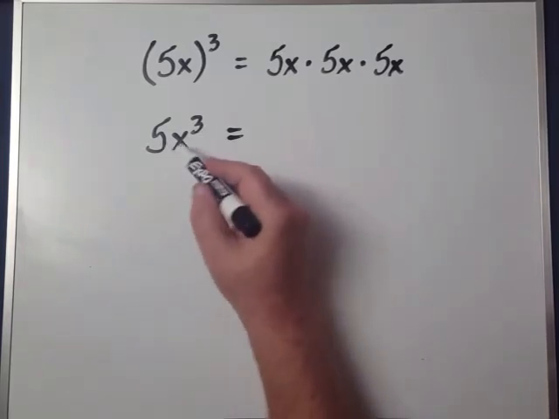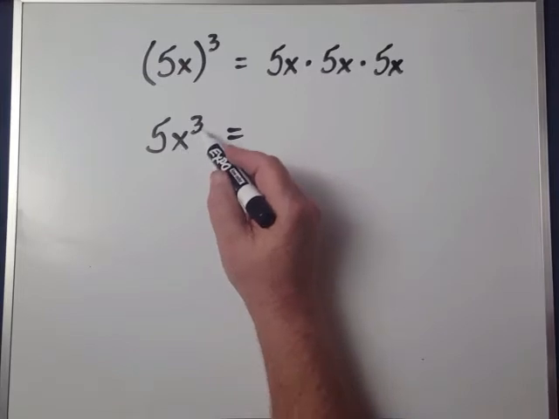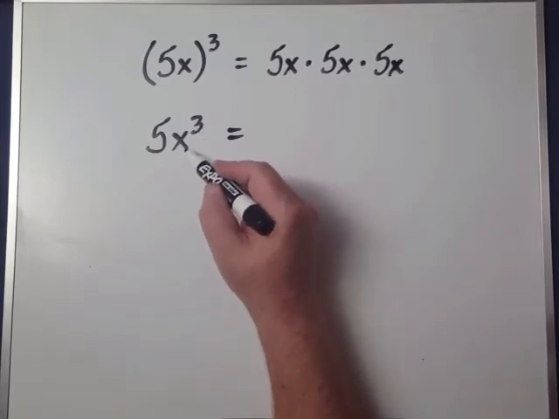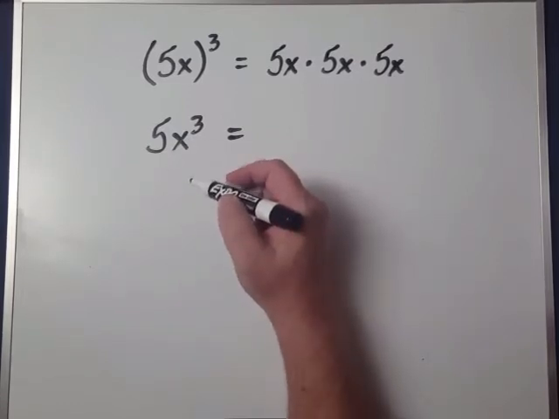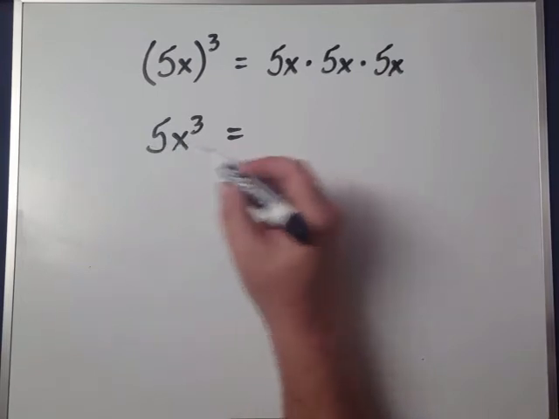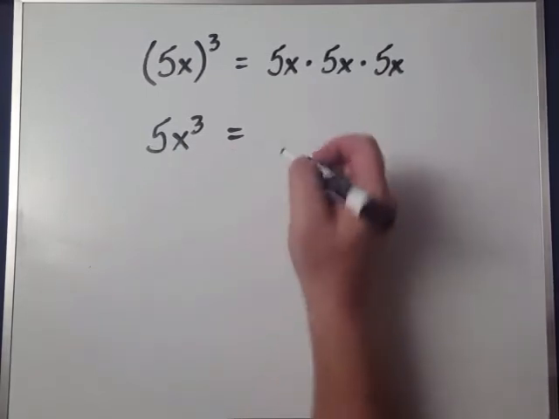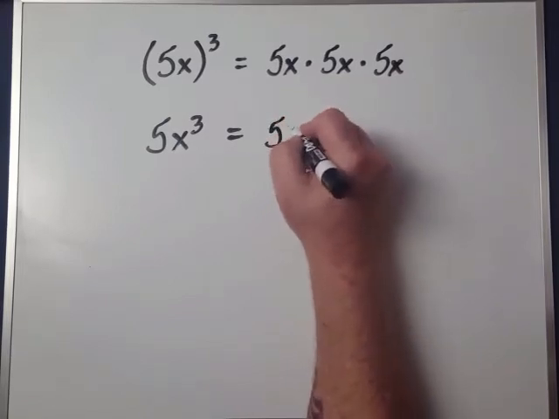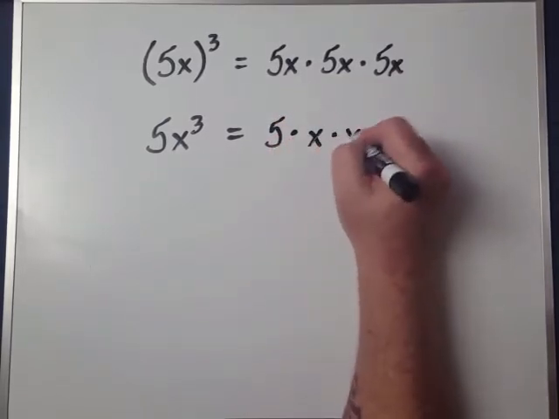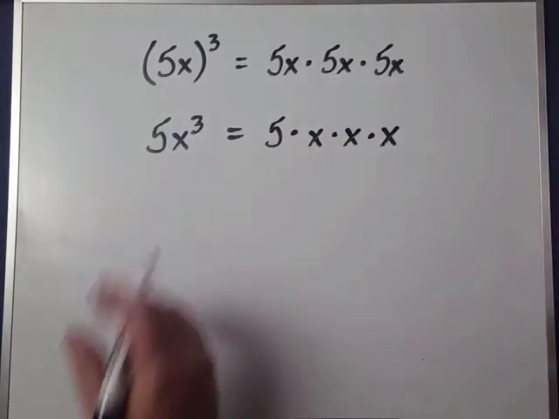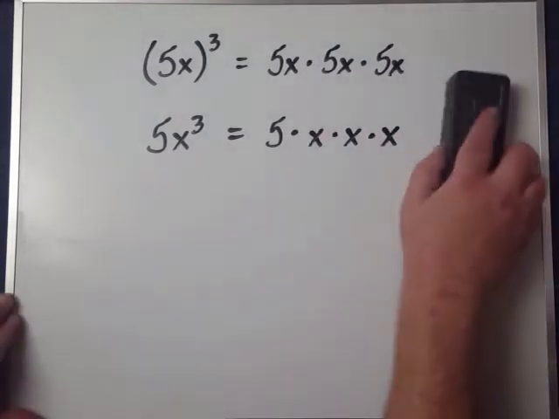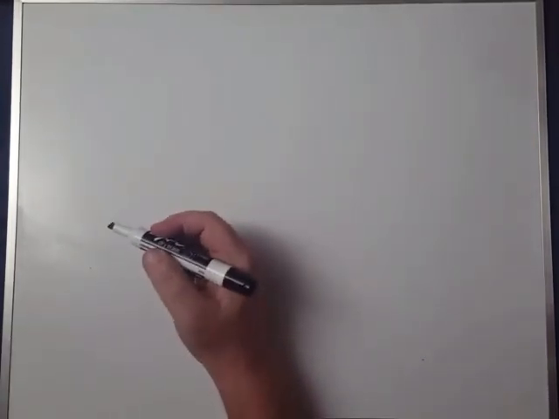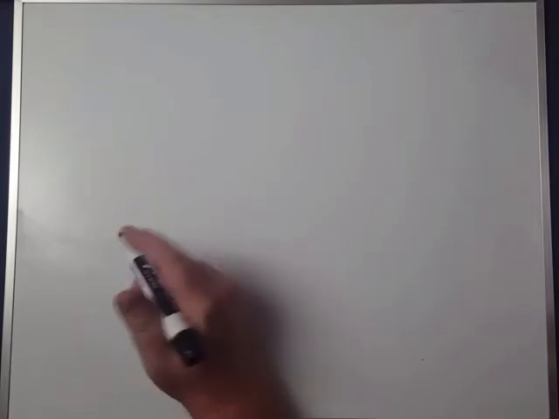A power outranks multiplication in the order of operations, and so that power is attached only to the x, and that 5 would be waiting around. For example, if we plugged in something for x, we would raise it to that power and then multiply by 5. So how could I express this in an expanded form? It's that 5 times 3 factors of x, because what's being cubed? Just the x. We have 4 rules that we want to develop in this section. And so let's spend some time now developing these rules.